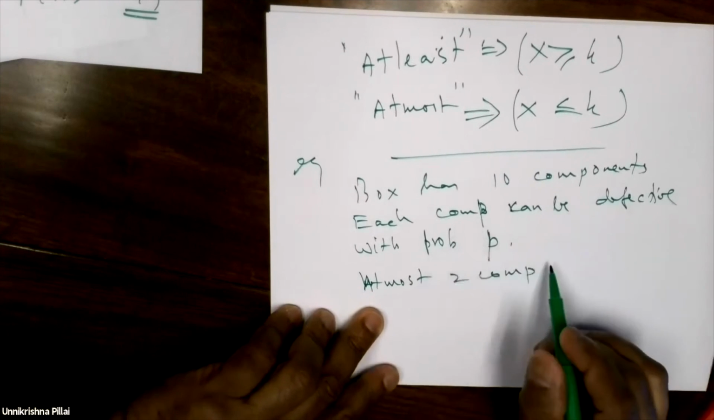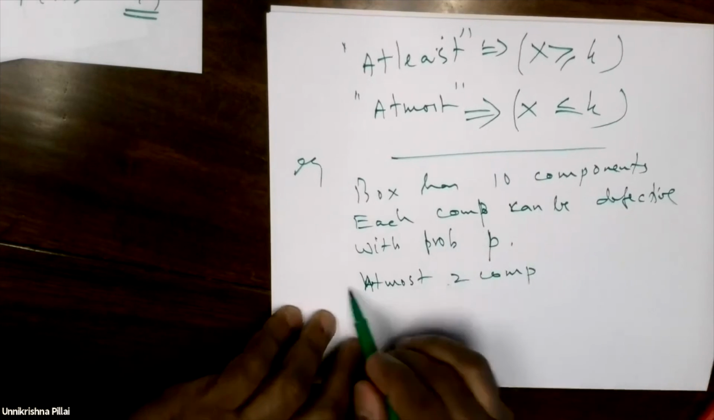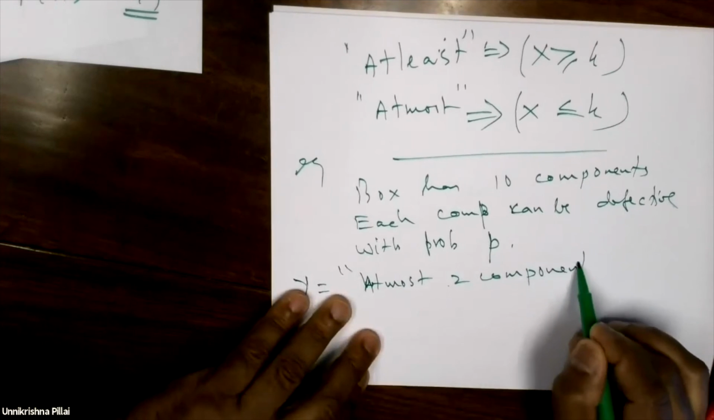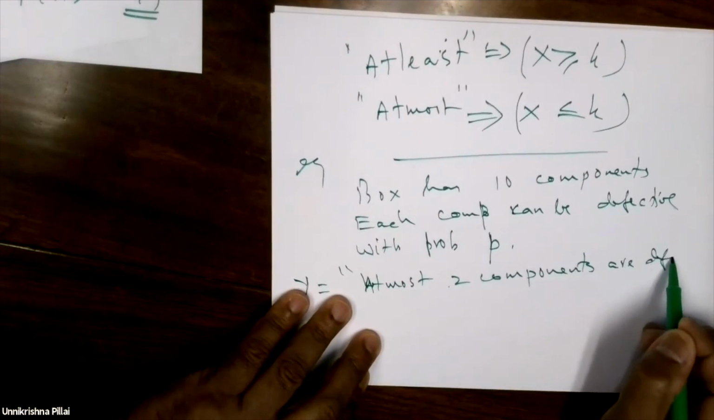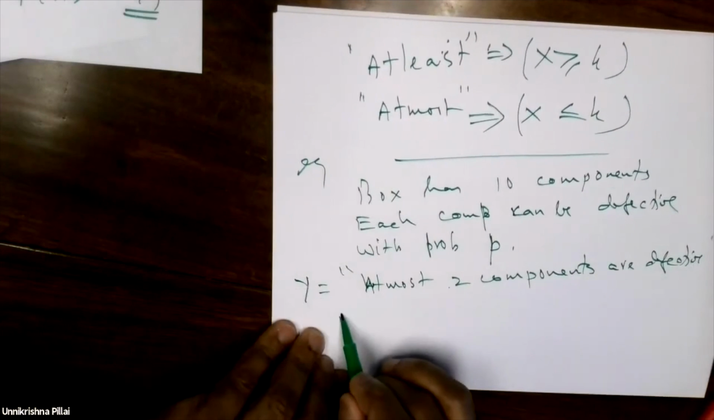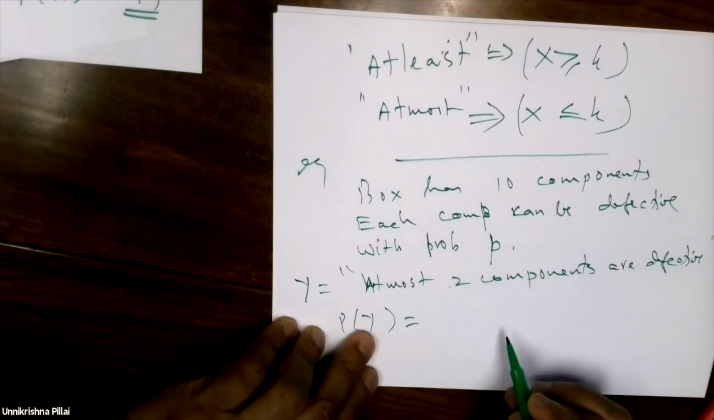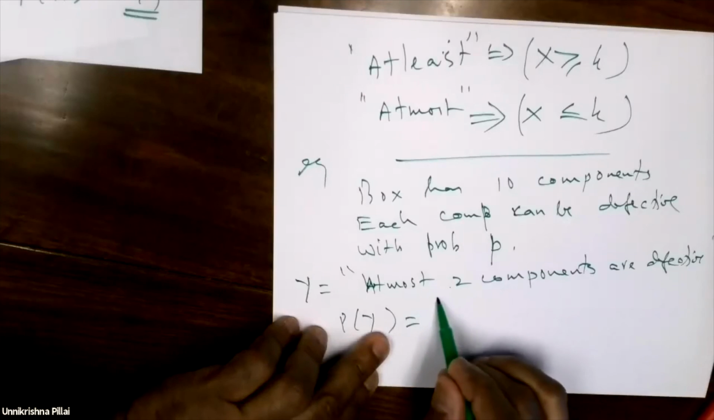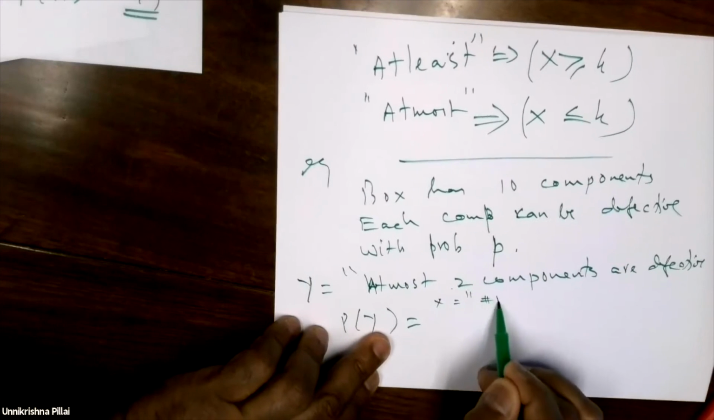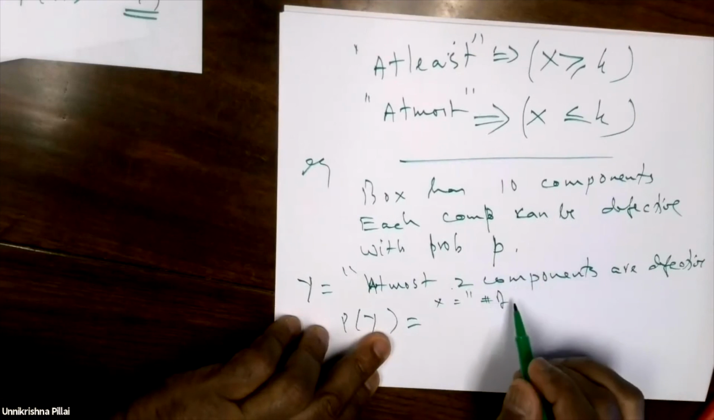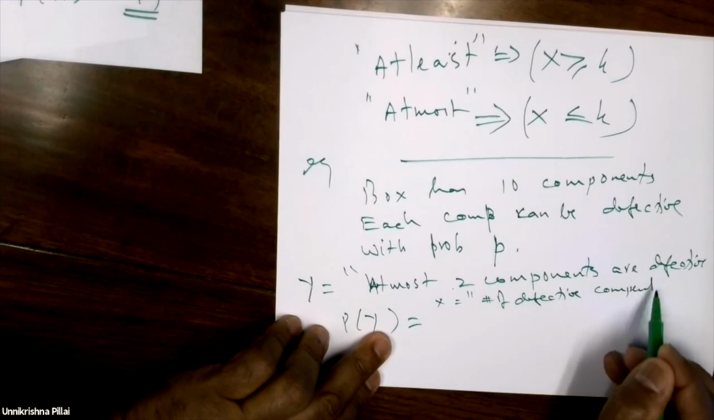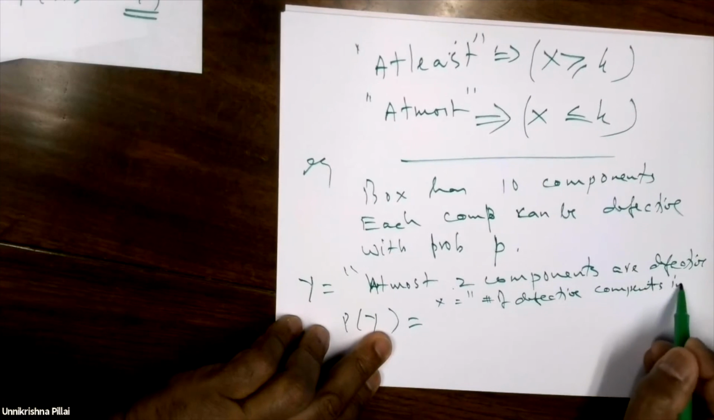So you check all the 10 components. We are going to define y to be at most 2 components are defective. How will you formulate this? Anybody? At most means what? I just went through this. Maximum. Let x represent the number of defective components in the box, out of 10 in total.